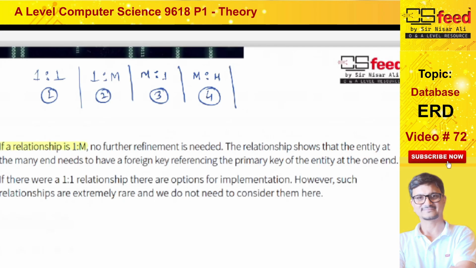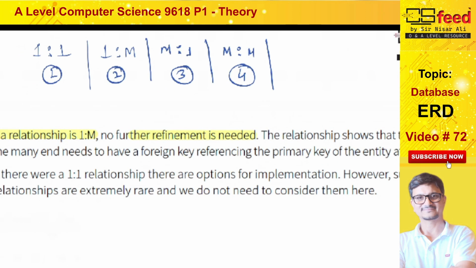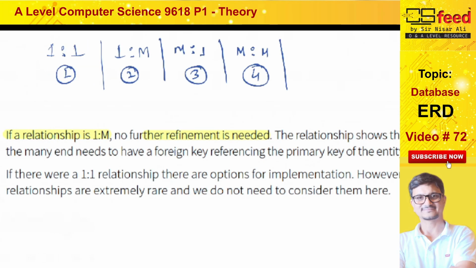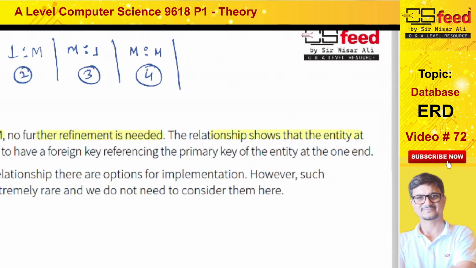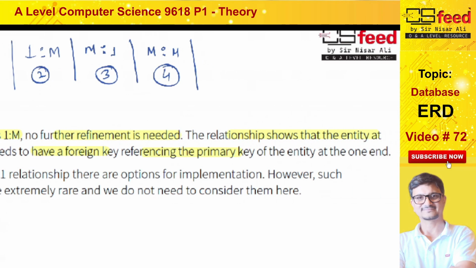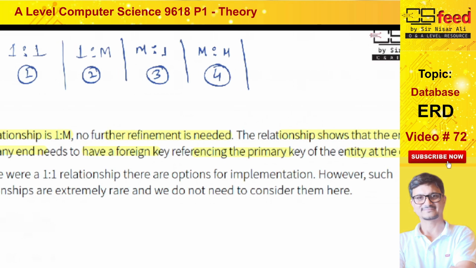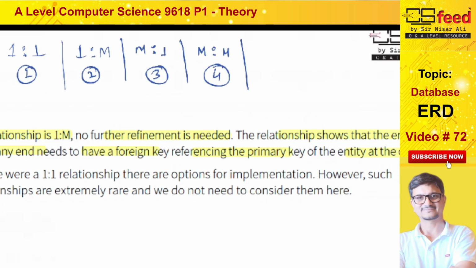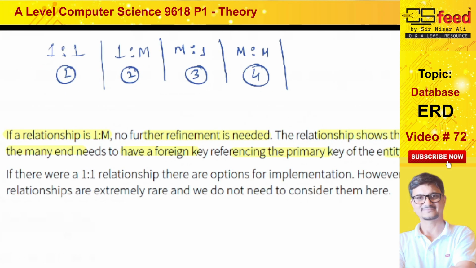If a relationship is one-to-many, no further refinement is needed. It means the relationship is in the perfect form if it is one-to-many. This relationship shows that the entity at the many end needs to have a foreign key referencing the primary key of the entity at the other end. So one-to-many means the many end has the foreign key, and the one end has the primary key which is referred to as a foreign key in the many. So no further refinement is needed, and it is easy to implement directly.